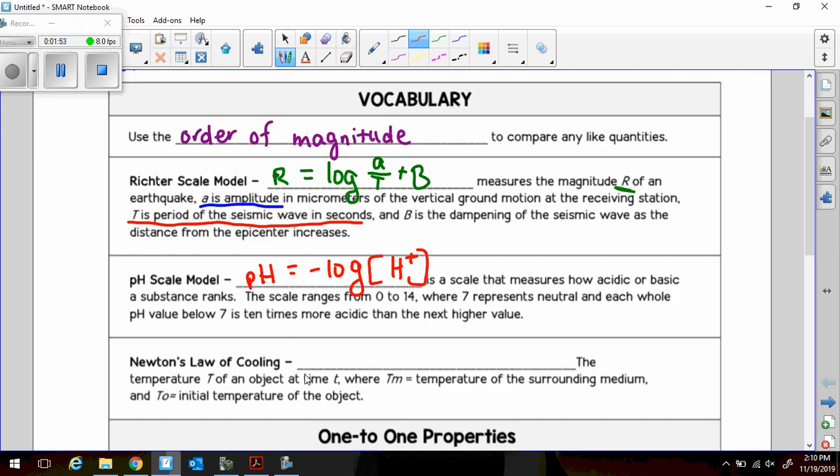Newton's law of cooling is another one. It is T of t equals T sub m, the temperature of the surrounding medium, plus T sub 0, which we know is our initial, minus T sub m, times e to the negative kt. Okay, and our t is going to be time.